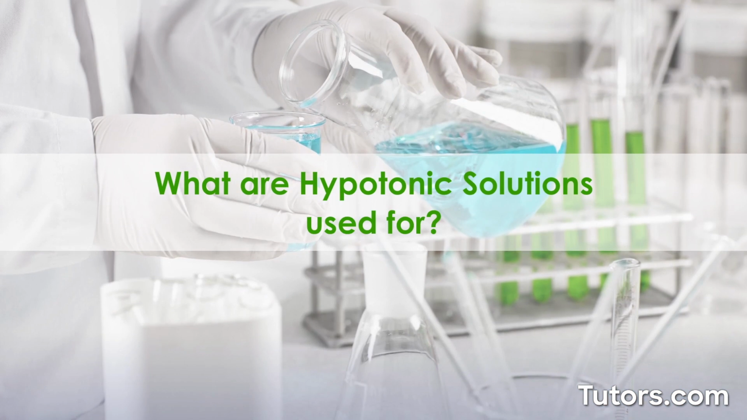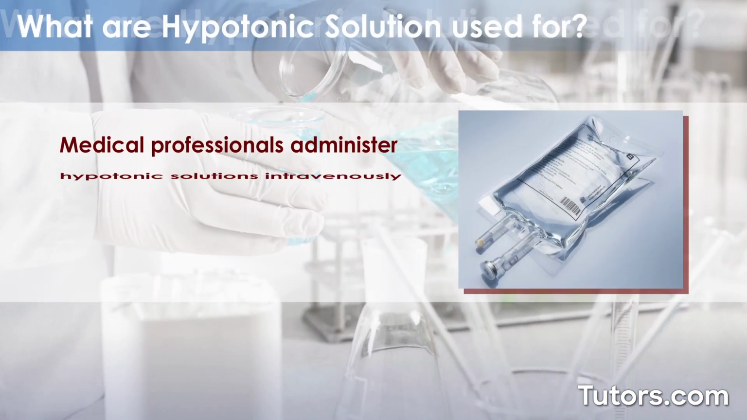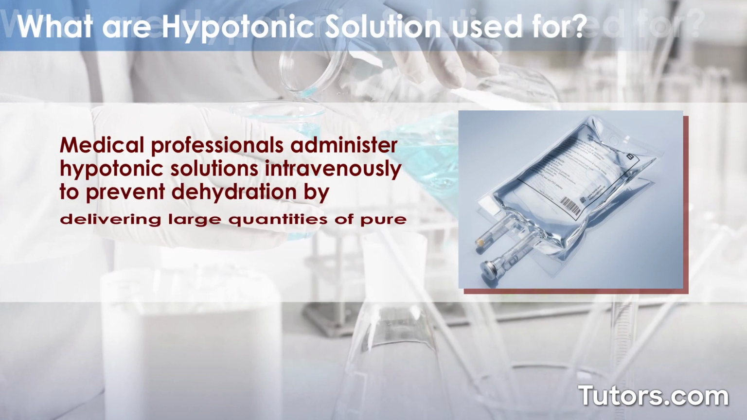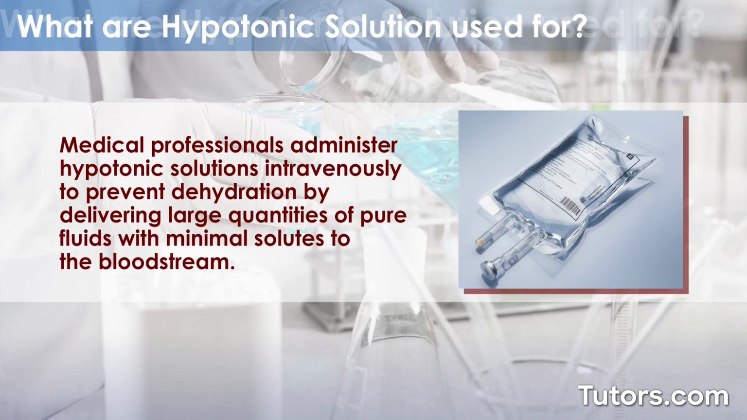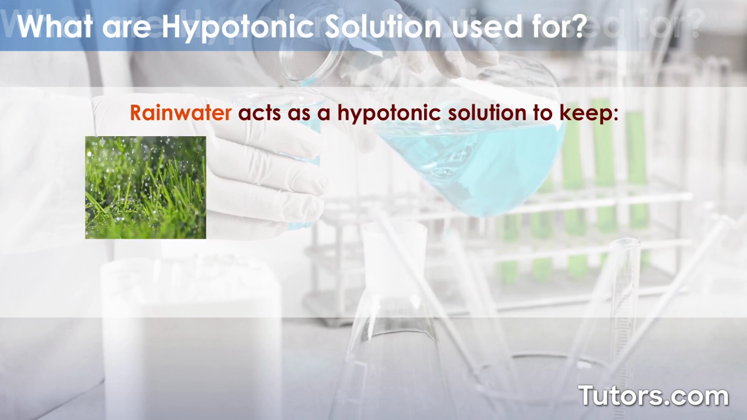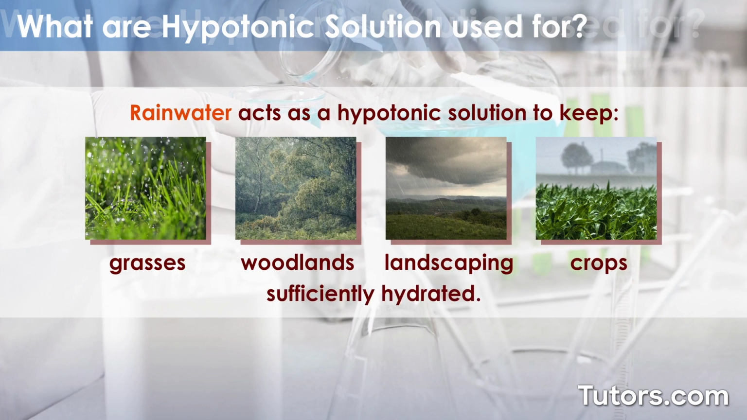What are hypotonic solutions used for? Medical professionals administer hypotonic solutions intravenously to prevent dehydration by delivering large quantities of pure fluids with minimal solutes to the bloodstream. Rainwater acts as a hypotonic solution to keep grasses, woodlands, landscaping, and crops sufficiently hydrated.